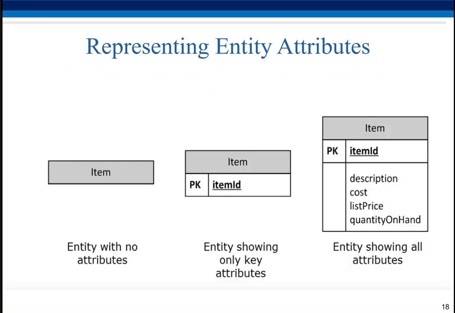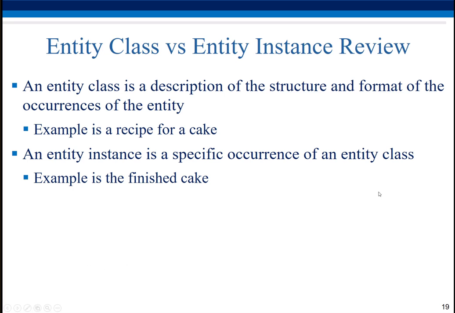So we're going to represent some entity attributes in here, the different ways of doing it. I prefer the third way over here. This is just simply an entity called item. This is an entity with the primary key. Notice it's bold and underlined. And here is the preferred way of doing it. So we have a primary key, an item ID in here, item, and then these are the actual attributes. This is the way that we need to do this.